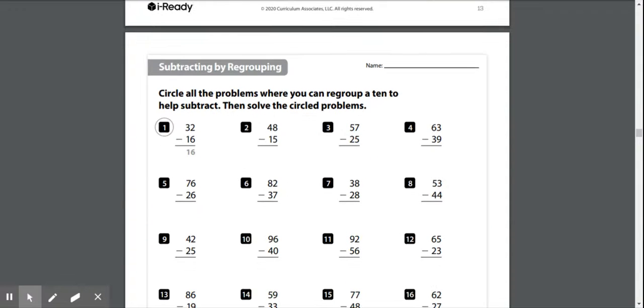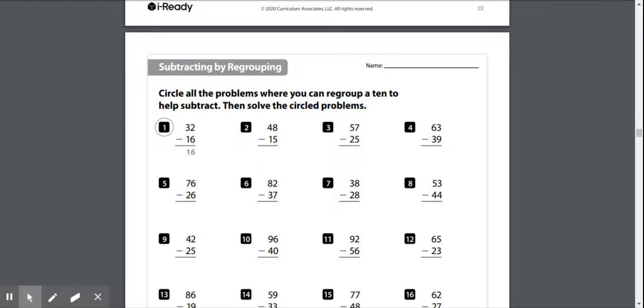Now we're looking at subtracting by regrouping, which is page 14. It says, circle all the problems where you can regroup a 10 to help subtract, then solve the circled problem. So what you're having to do here is look at the ones column and see if the bottom one is bigger than the top one. If it is, you're going to have to circle it and then you're going to have to solve it.